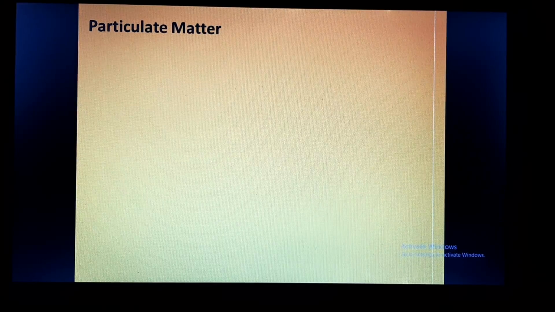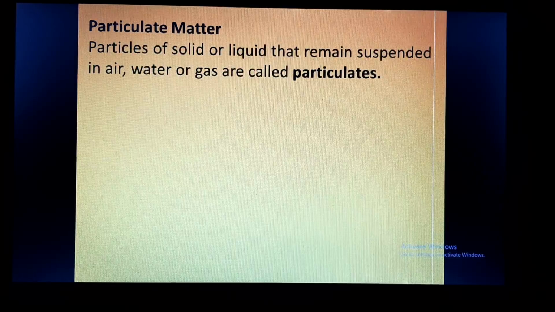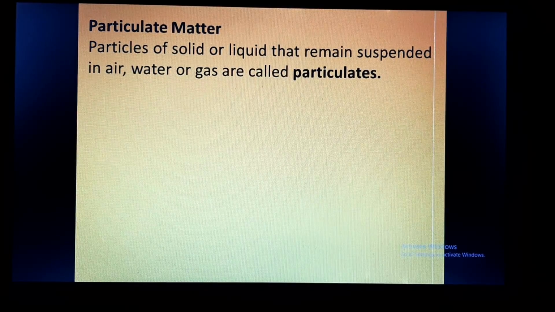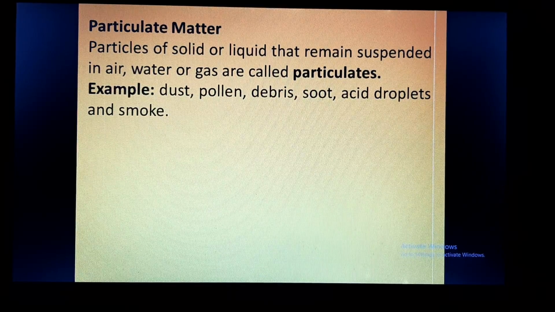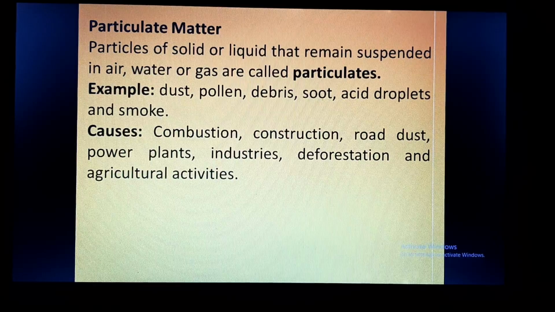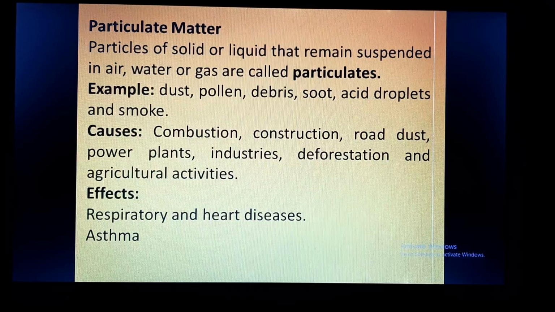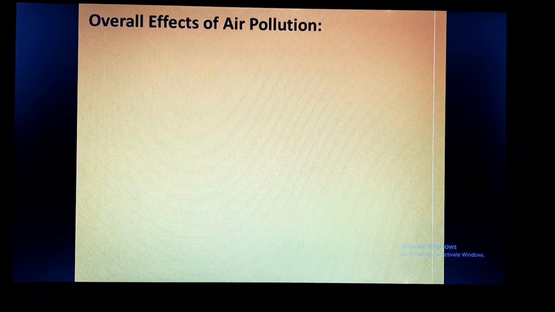Now we'll discuss particulate matter. So these all were gases. So now particulate matter, that means the particles of solid or liquid which are suspended in air, water or gas. Example: dust, pollen, debris, soot, acid droplets and smoke. What are the causes of particulate matter? Combustion, construction, road dust, power plants, industries, deforestation and agriculture activities. What are the effects of particulate matter? Respiratory and heart diseases, asthma and birth defects in unborn babies.